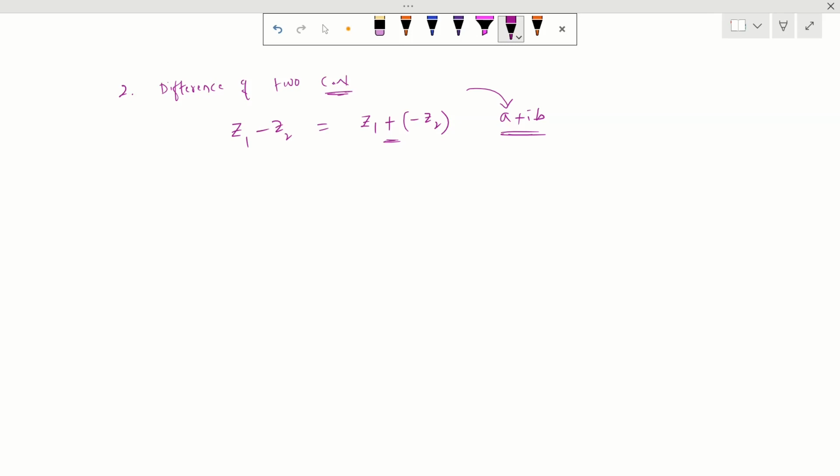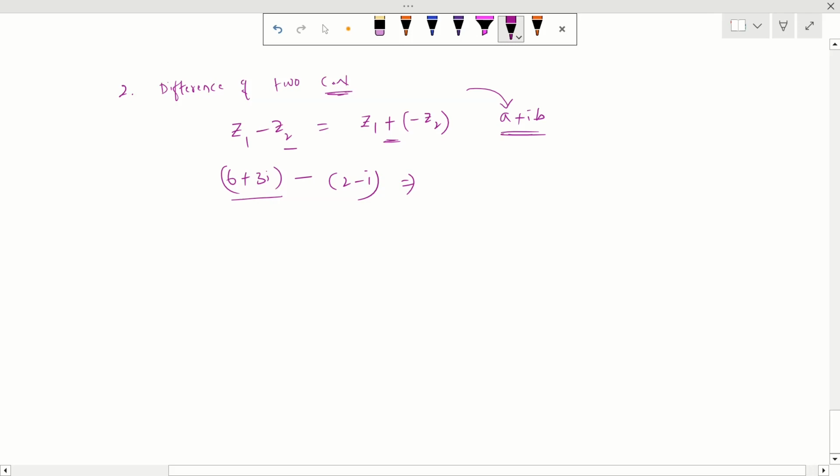So I will take an example here. 6 plus 3i is z1, and z1 minus z2, where z2 is 2 minus i. We need to express this in the form z1 plus (minus z2), that is 6 plus 3i. So I take the minus inside and write plus i here, therefore it will be minus 2 plus i.